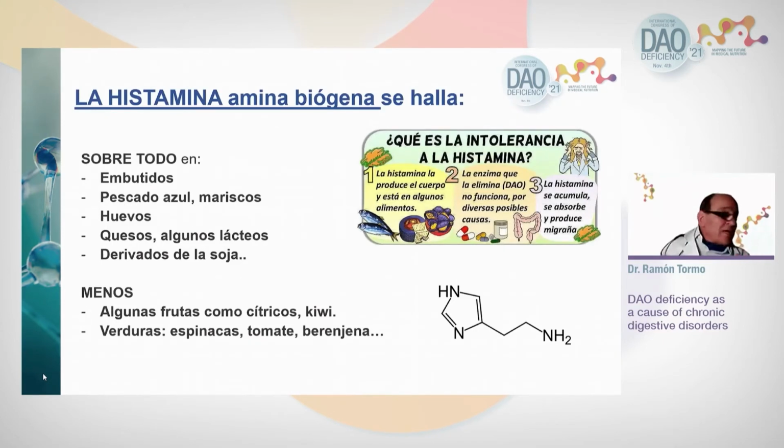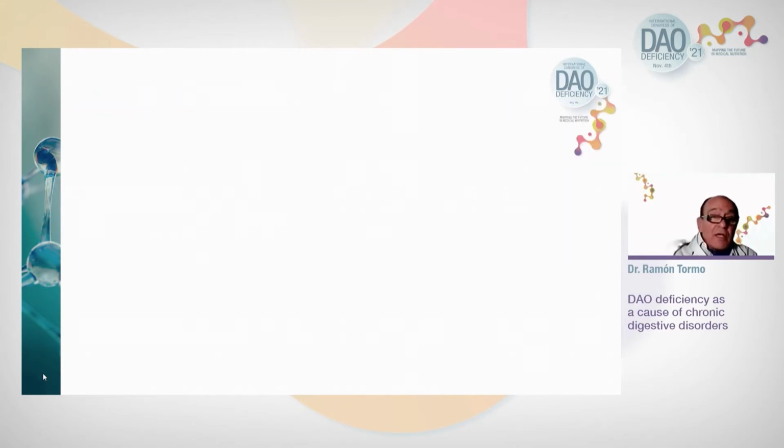Well, I think that this morning we've been talking about histamine and where it is found: in processed meat products, bluefish, eggs, cheese, and some milk derivatives, also soy derivatives and kiwi, citrus fruits, vegetables like spinach, tomato, aubergine. But I think that we will talk about all of that with Dr. Duero.